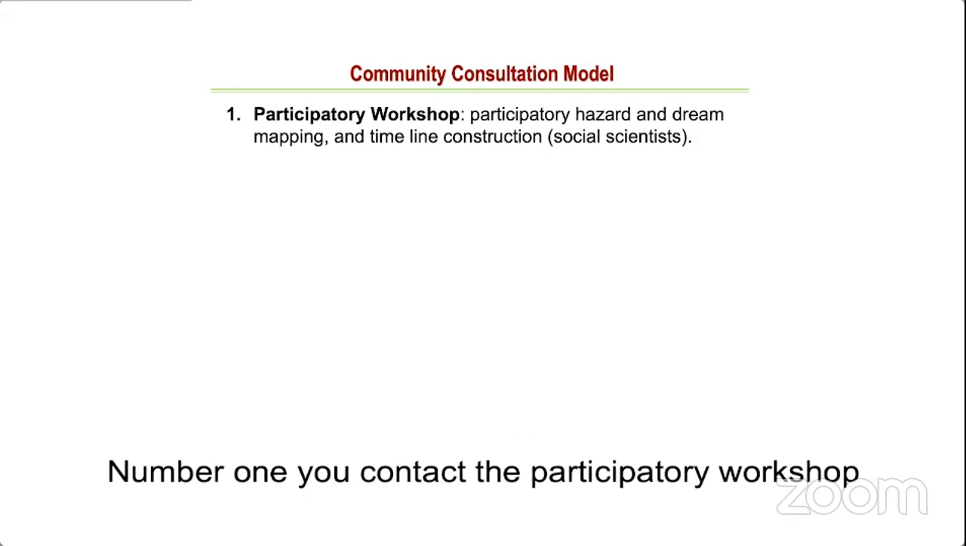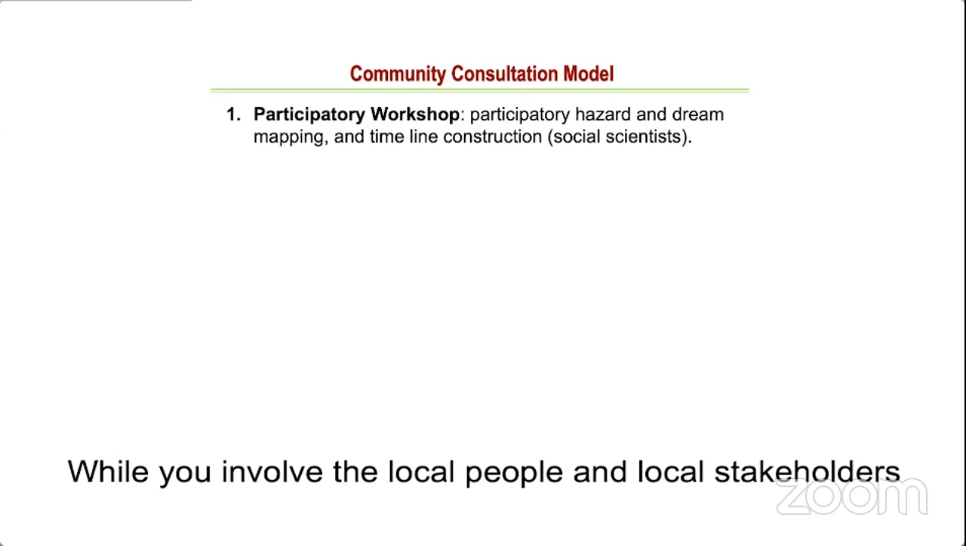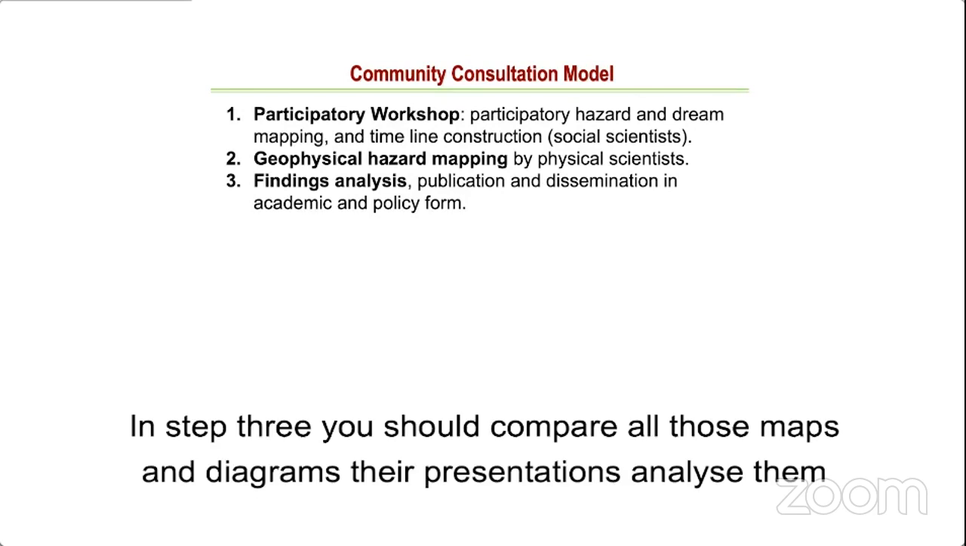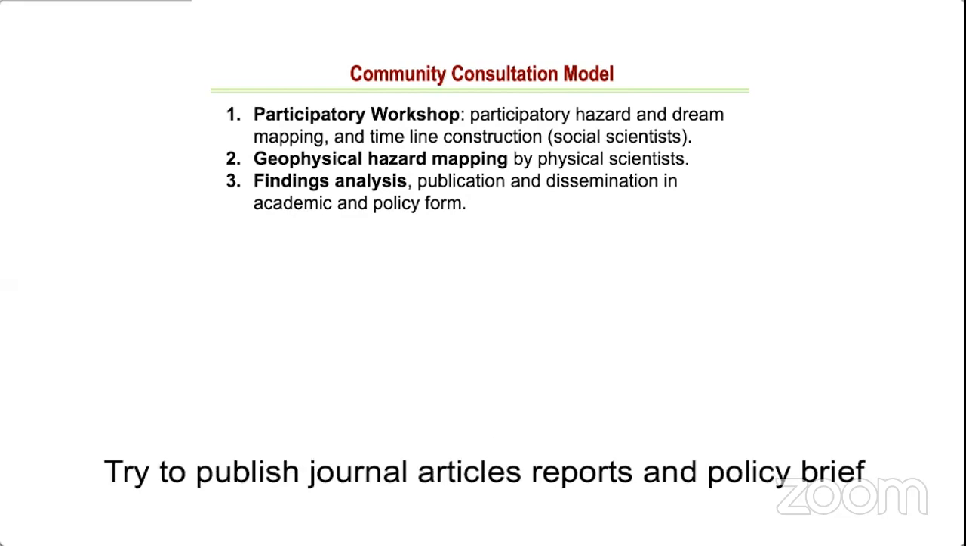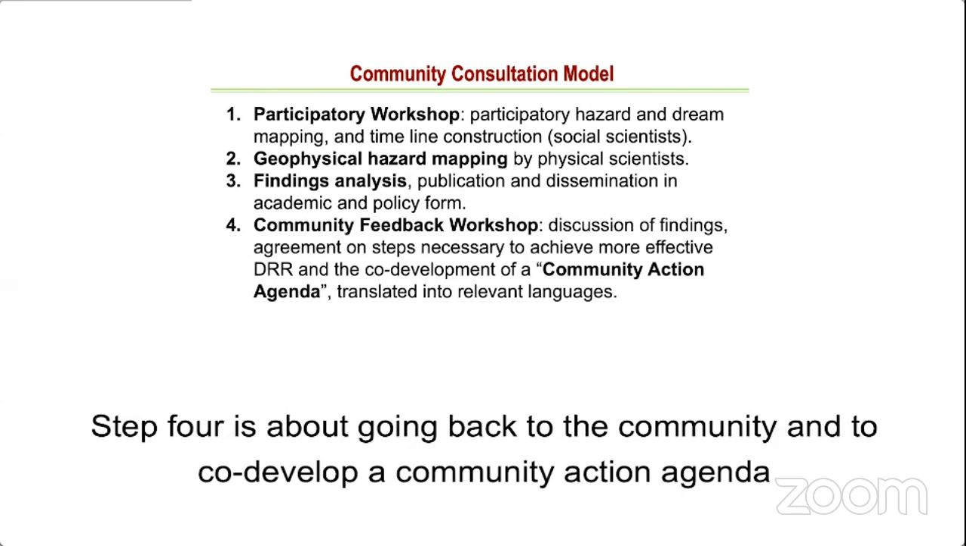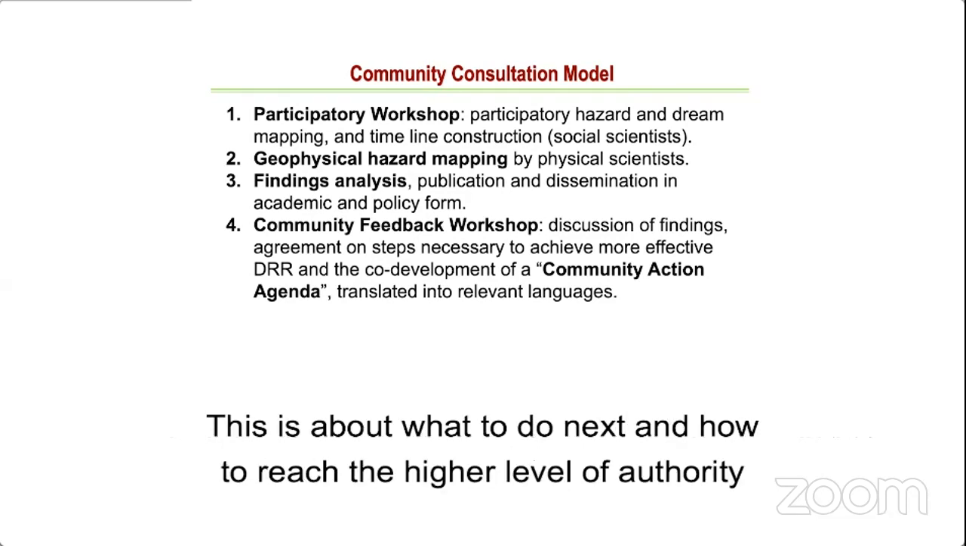It has 5 steps. Number one, you conduct a participatory workshop where you involve the local people and local stakeholders. Next, you produce the standard geophysical hazard map. In step three, you should compare all those maps and diagrams and their presentations, analyze them, and try to publish journal articles, reports, and policy briefs. Step four is about going back to the community and co-developing a community action agenda. This is about what to do next and how to reach the higher level of authority.